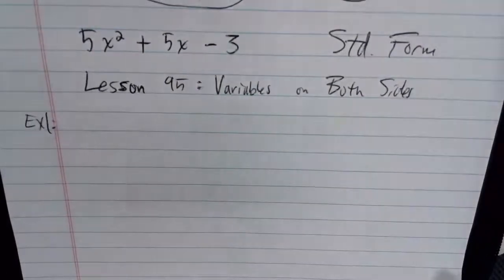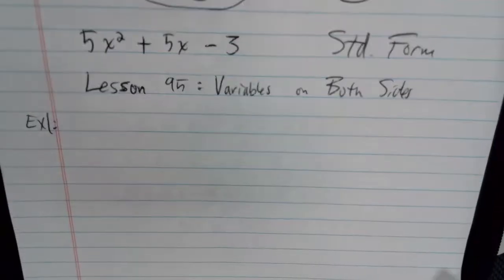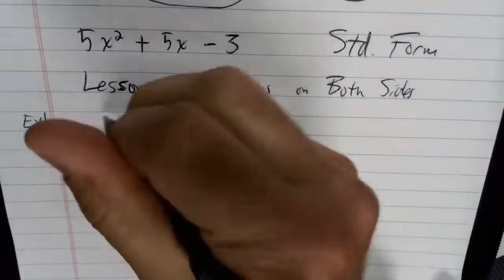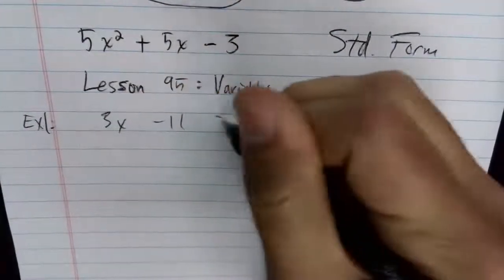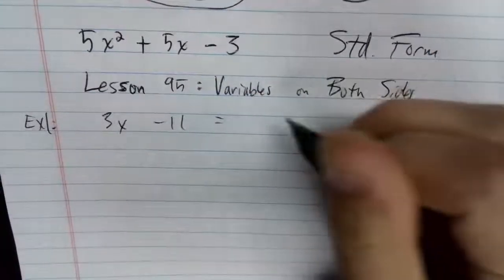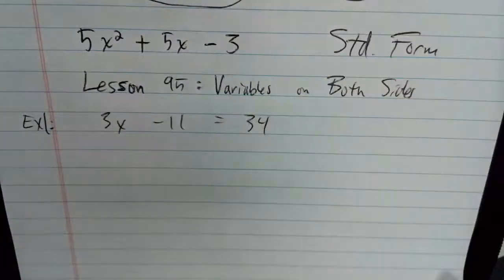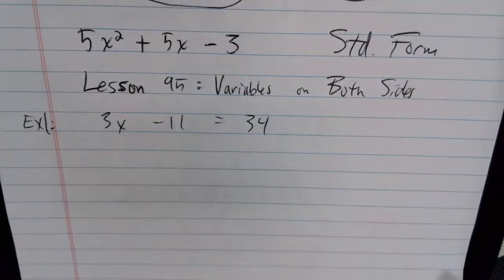We don't have to do it that way. We're just going to do a simple two-step where you have to add or subtract the constant and then divide. So 3x minus 11 equals 34. Okay? That's pretty straightforward. Can I clue you guys in on something? You've already been combining like terms and you didn't know it.